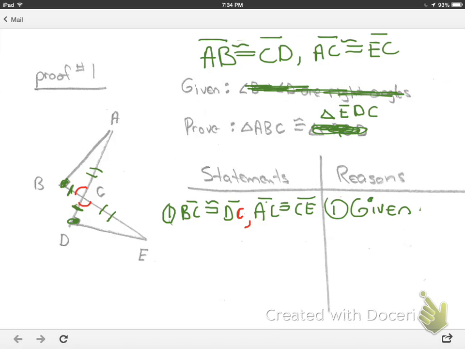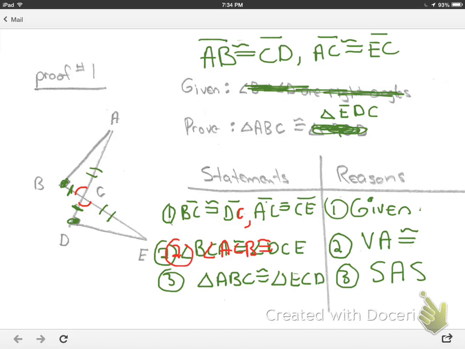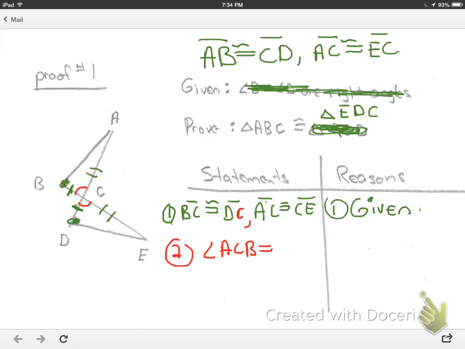So my step 2 in this proof is simply to say that angle ACB is congruent to angle DCE. And our reason is that vertical angles are congruent.